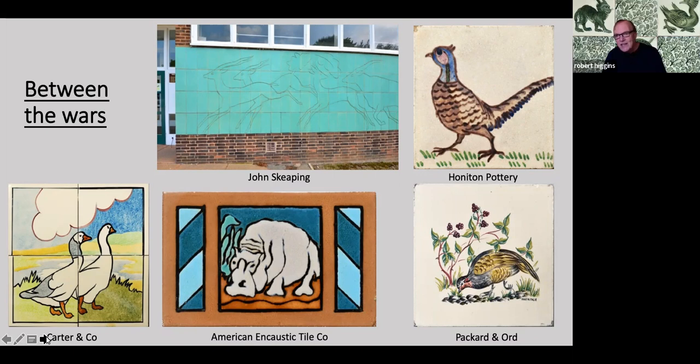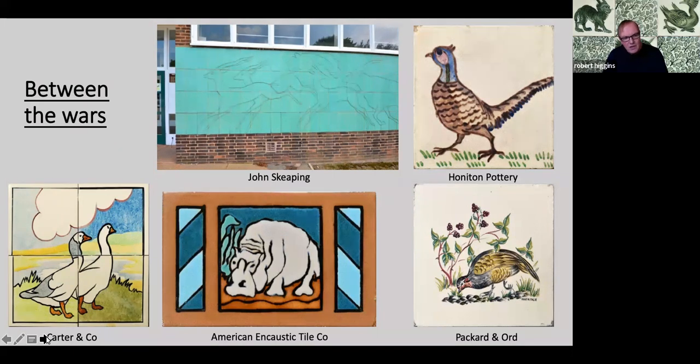On the right, there's something from Honiton Pottery. They produced a series of rather naively painted tiles for nurseries. Bottom right, Packard and Ord, now Marlborough Tiles, still in business, hand painted in quite a naturalistic manner. To give you something truly Art Deco, we have to nip over the Atlantic to the American Encaustic Tile Company, and that rather charming hippopotamus is one of a very large series of animal designs, and human as well, incorporated into the walls of a primary school in Wisconsin.